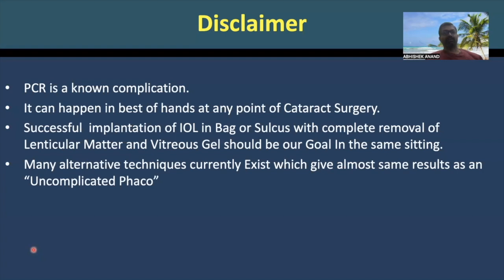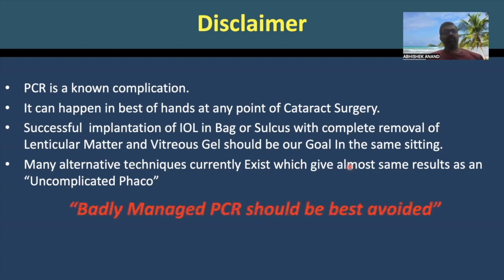I will begin my presentation with a disclaimer that PCR is a known complication. It can happen in the best of hands at any point of cataract surgery, and successful implantation of IOL in the bag or sulcus with complete removal of lenticular matter and vitreous gel should be our goal in the same setting. Many alternative techniques currently exist which, and this is most important, give almost the same results as an uncomplicated phaco. So in order to achieve that, a badly managed PCR should be best avoided.